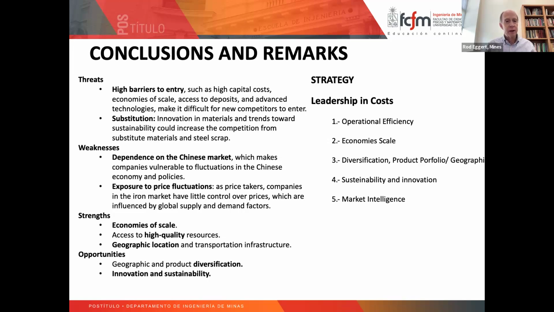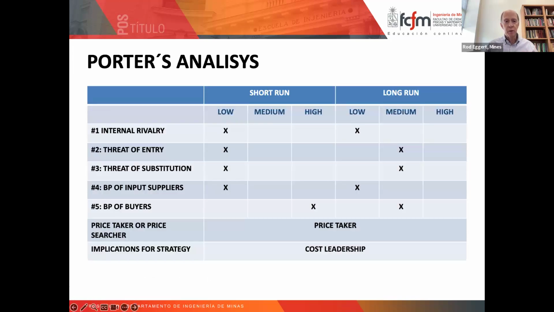Let me begin by saying I like this slide and what it summarizes in the previous slide, which distinguishes between the short run and the long run, and the relative importance of the five Porter forces. I did have a question about number 4, the bargaining power of input suppliers. And so you've evaluated the bargaining power of input suppliers as low. Could we go back to the slide where you discuss that?